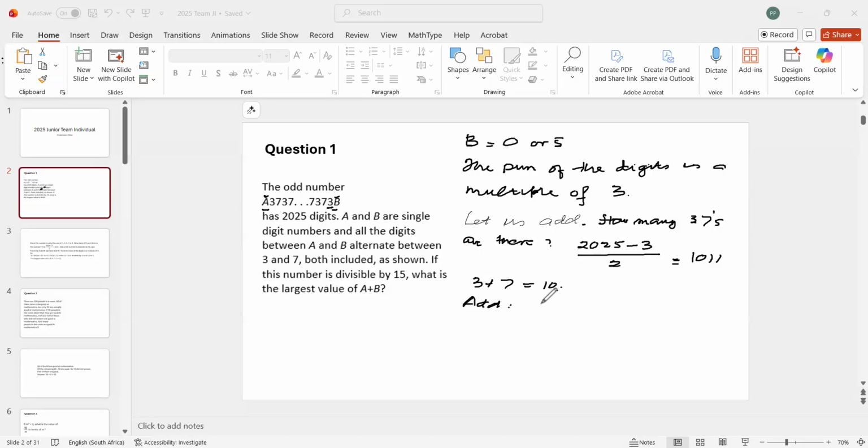So you got A, and you've got 1011 tens, because you got 3 plus 7, 3 plus 7, 3 plus 7. Then you're stopping here at this last 37. You still have a 3, and you have a B, and the sum of the digits must be a multiple of 3. Now this number here is already a multiple of 3, so this is a multiple of 3, and this is also a multiple of 3, 3 times 1.